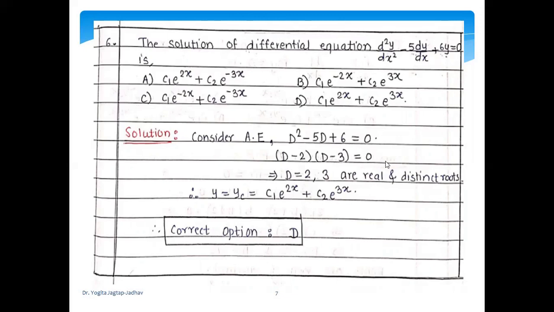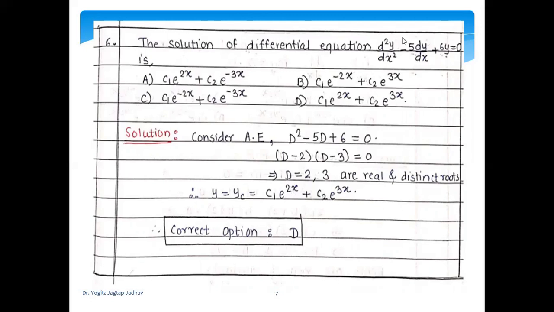(d minus 2) into (d minus 3) equal to 0. If I equate each of the factors with 0, we get d equal to 2, 3 as real and distinct roots. Therefore, by using case number 1 of complementary function for given real and distinct roots, y that is equal to yc is equal to c1 e raised to 2x plus c2 e raised to 3x. Here we just substitute the values of the real and distinct roots in the exponents of the given two terms.